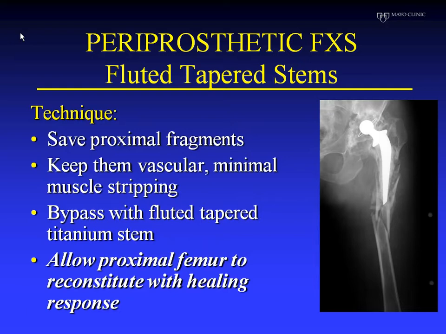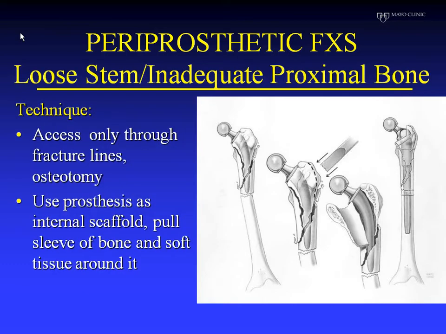We then bypass the fracture with, in this case, a fluted tapered stem, but there are other approaches, as I've already mentioned. But the key point here is to allow the proximal femur to reconstitute with a healing response, because you're not relying on this aspect of the proximal femur for support. You're fixed distal to that and supported distal to that.